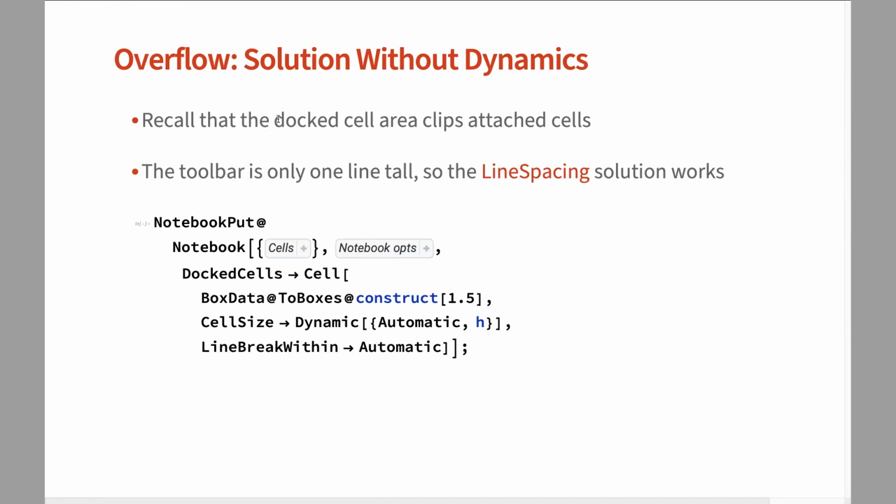As I kind of alluded to at the beginning, the docked cell area really is a separate content area. So it will sort of clip attached cells. They won't bleed into the notebook content area. So this is fine. Okay, so what am I doing here? So I'm making a notebook, and then I'm adding a docked cell, and in that docked cell is the construct we just made. And then all I'm going to do is just dynamically control the height of the cell so we can kind of see what's going on.